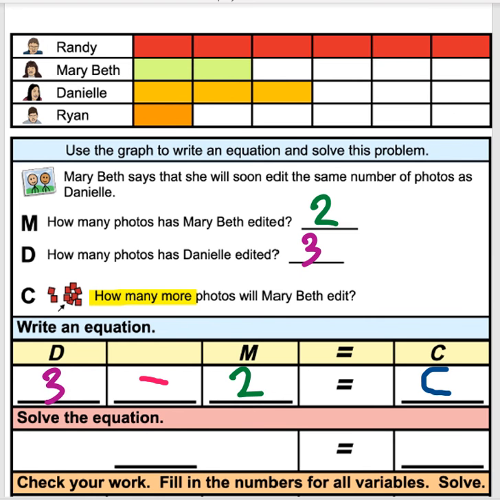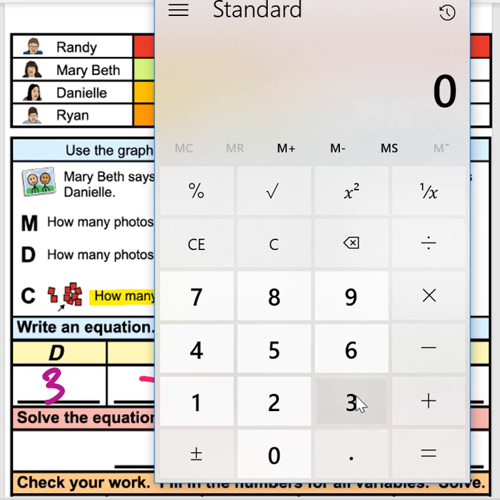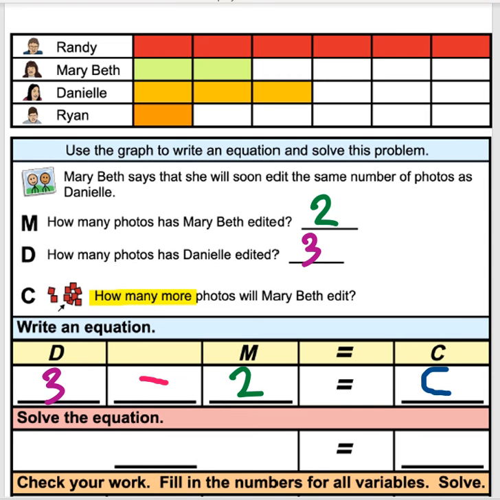So we now are going to solve the equation. So we're just doing 3 minus 2. We can use our calculator for this. 3 minus 2 equals 1. So we would put a 1 on this side of the equation, and it equals what? It equals 1. So we're saying that Mary Beth needs to edit one more photo to edit the same number of photos as Danielle.